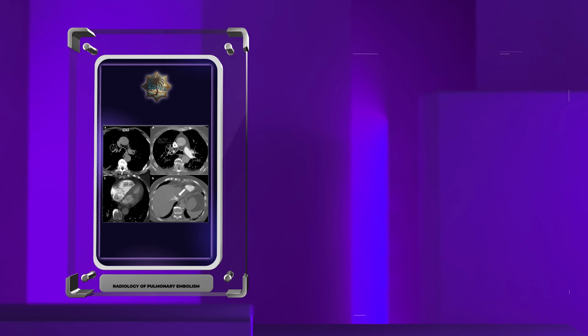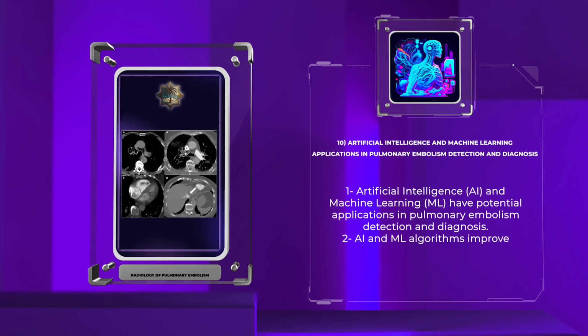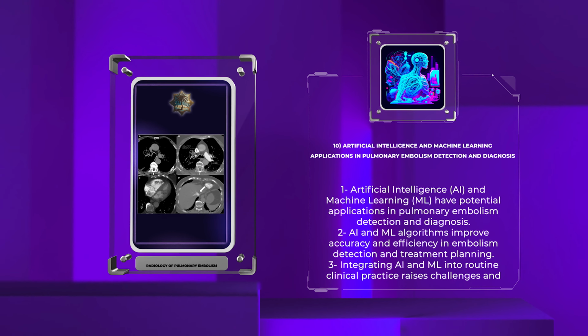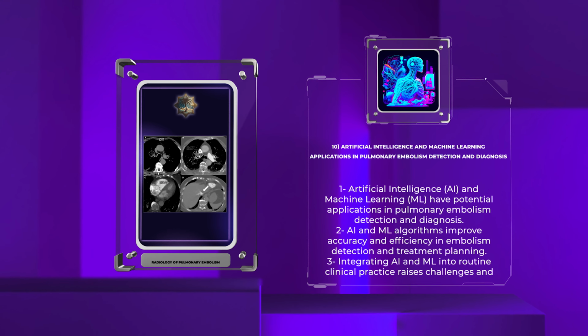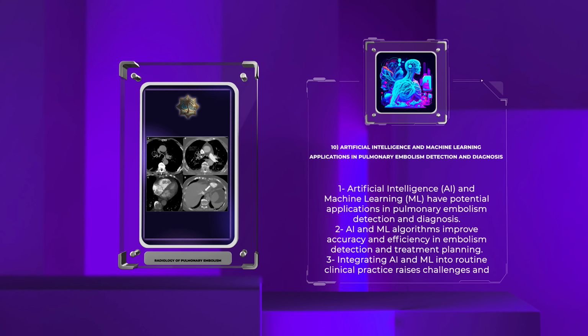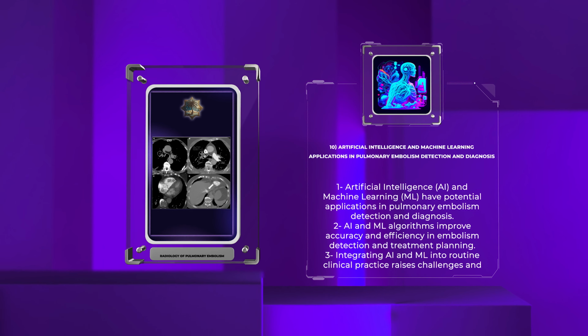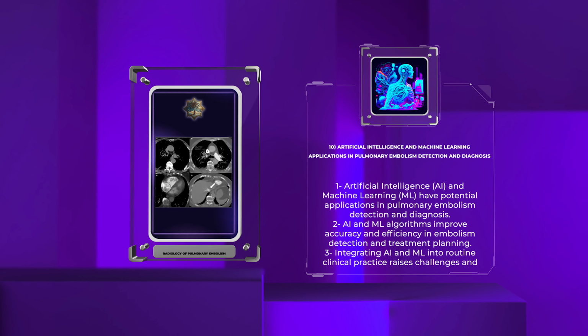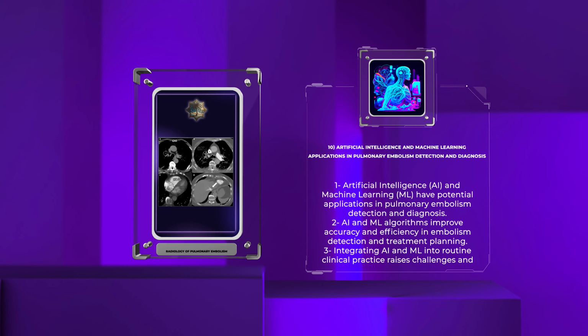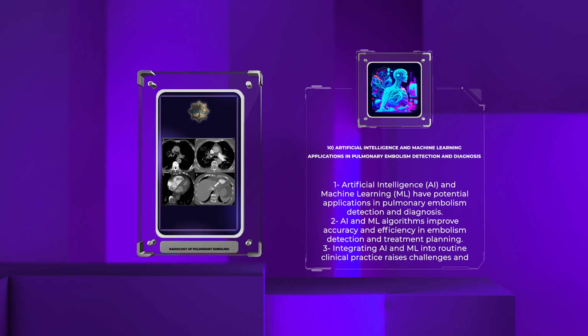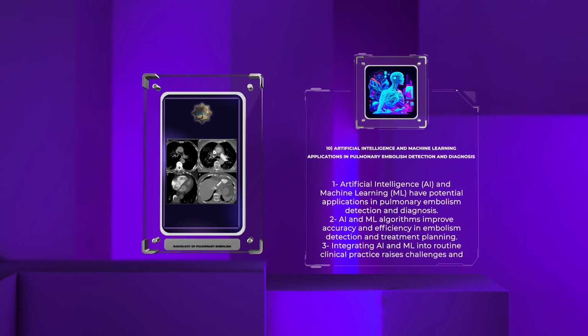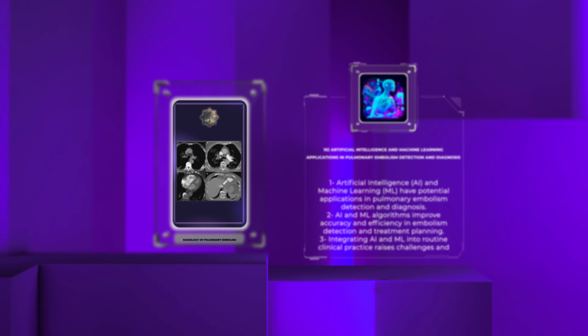In this era of technological advancements, we cannot disregard the potential of artificial intelligence, AI, and machine learning, ML, in pulmonary embolism detection and diagnosis. We will explore the current and future applications of AI and ML algorithms in improving the accuracy and efficiency of embolism detection, risk stratification, and treatment planning. We will also discuss the challenges and ethics associated with integrating these technologies into routine clinical practice.